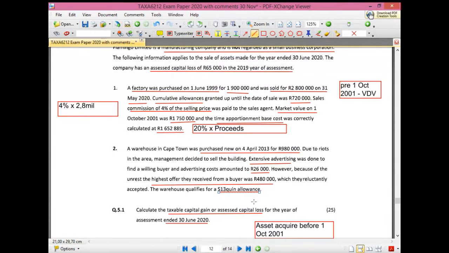Okay. Now let's go do the calculation. So what you had to see here is we had a property dated prior to 1 October. So the big thing there is working out what is the tax or the base cost based on the valuation date value. And the second one, we actually sold it at a loss. And then we need to see whether we are allowed to deduct that loss from our taxable income, or are we only going to apply it for capital gains purposes. And then the assessed capital loss carried over from the prior year needs to be accounted for.